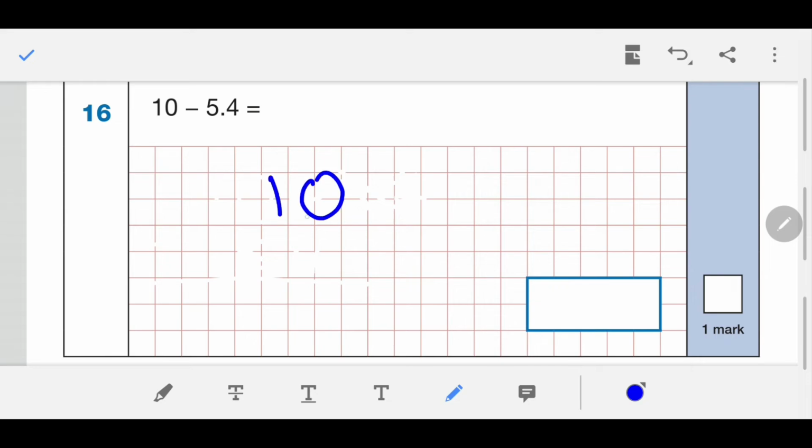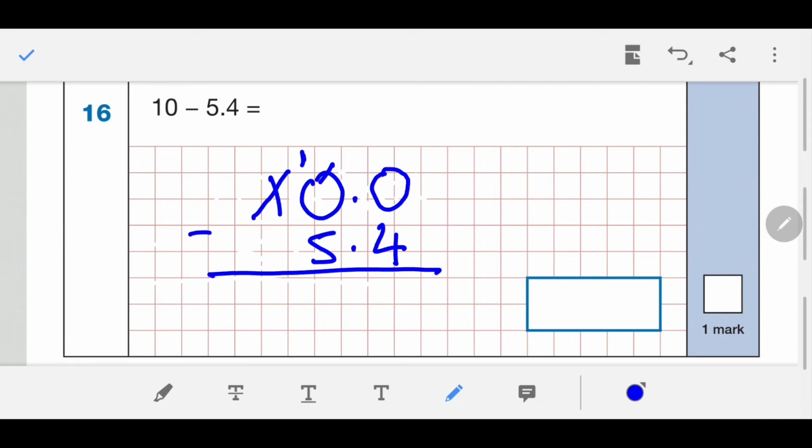So 10 subtract 5.4. Okay, so if we put the decimal point in, it should go there, and then we can fill this with a 0 just there. Now you can do this mentally in your head, or if you're going to use a written method, you would borrow the 1 from this side, make that into a 10, and then again you would borrow from here, that's going to be a 9, carry the 1 across, and that's 10. So now you can actually work this out.